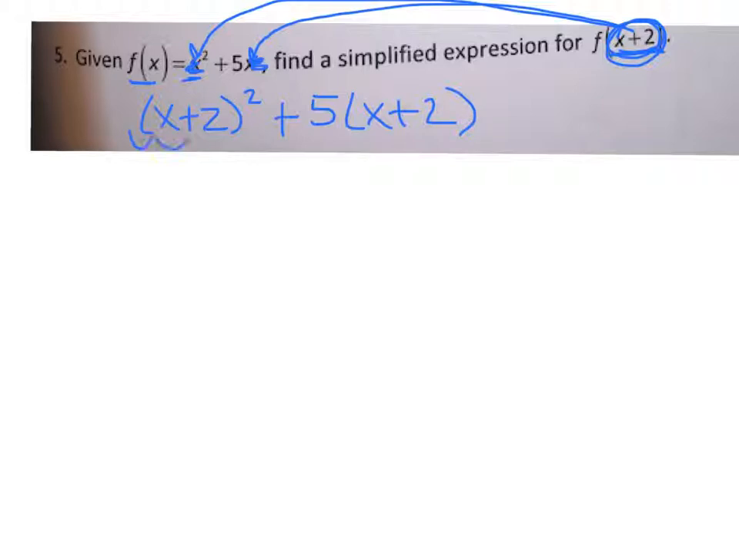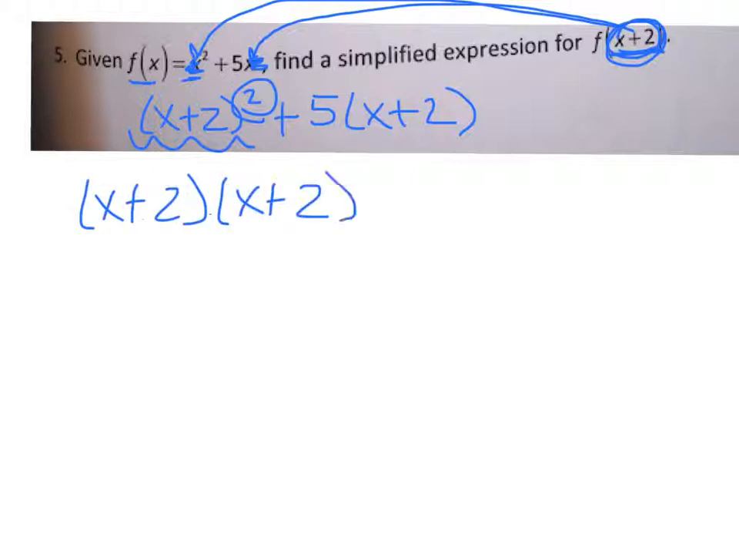And remember that this to the second power does not mean this. You probably have summer brain. What that means is you have x plus 2 two times. And you're probably like, oh my gosh, Miss Mulaney, I know. I'm too good for this.